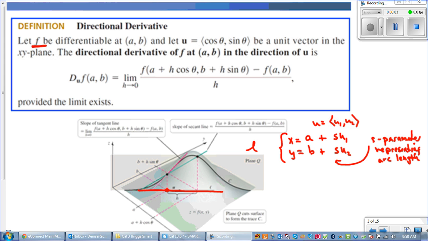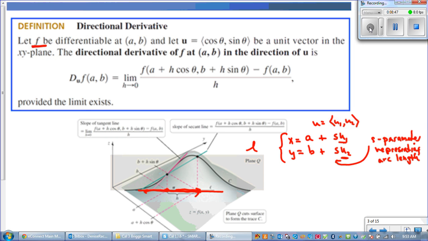Notice if S is 0, I'm at the point AB. And if S is negative, I would actually be at a point to the left on the other side. And if S is positive, I would be moving in this direction, the same direction as U. I want to emphasize again, because the directional derivative is a derivative with respect to the length along this line, it's important that the parameter S actually be the arc length. And that only is going to be true if this vector U is a unit vector.